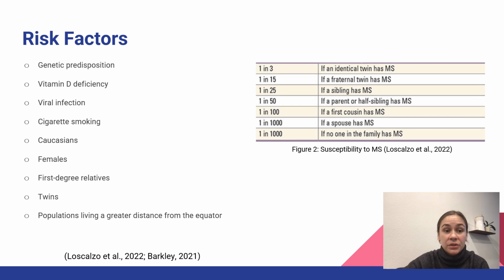For the risk factors for multiple sclerosis, you will see an overlap with the etiology. The risk factors include a genetic predisposition, vitamin D deficiency, which also increases disease activity after MS begins, viral infection, cigarette smoking, Caucasians, females, first-degree relatives, twins. For instance, there is a 1 in 3 chance if an identical twin has MS, and a 1 in 15 chance if a fraternal twin has MS. And then also populations living a greater distance from the equator.